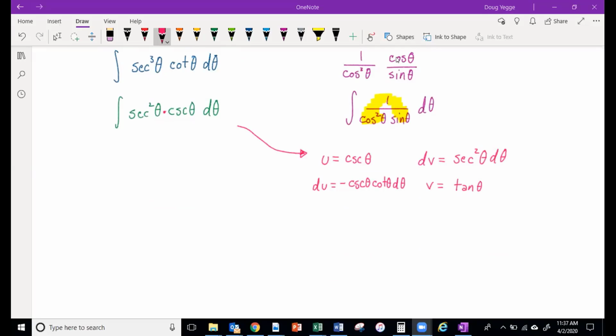So notice what was cool about this was that if you applied this integration by parts, you got u times v, which was just cosecant theta tan theta, minus the integral of v du. And what was awesome about that was that the tangent theta times cotangent theta, those are reciprocal functions, so they cancel. So pull that negative out, and all you're left with is the integral of cosecant theta d theta, which we know how to integrate. And again, if you don't know how to integrate, then that's okay. Write a flashcard and memorize it. So the integral of cosecant theta is the negative natural log of the absolute value of cosecant theta plus cotangent theta.